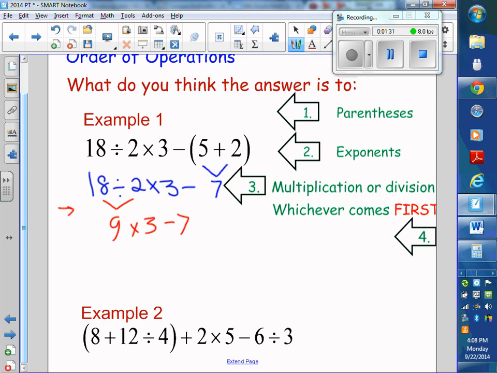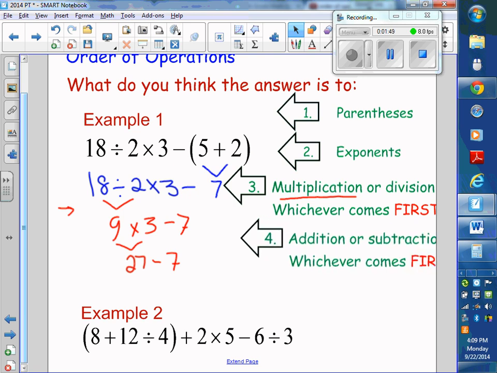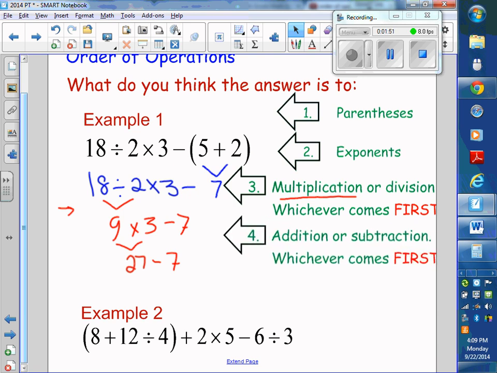And then you go back to the beginning of the problem, because now there's still multiplication in the problem. So 9 times 3 is 27. Take away 7. Now we're down to the last step. Do addition and subtraction, whichever comes first. The only thing left is subtraction. 27 take away 7 is 20. That's your final answer.